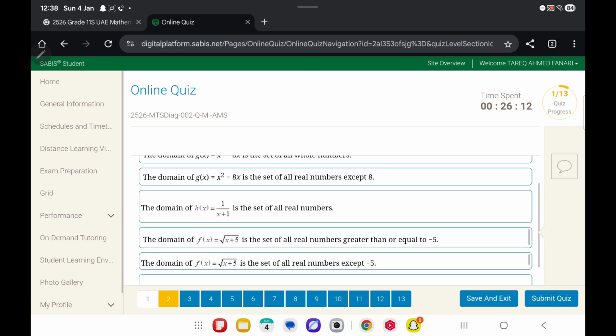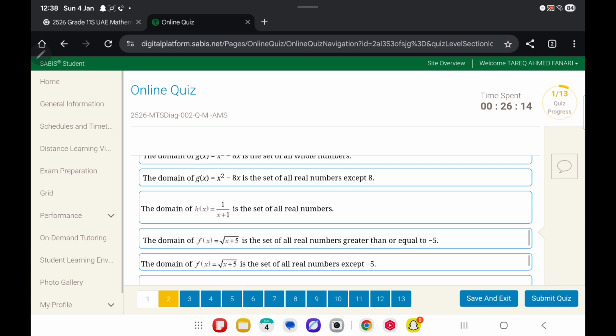Now, on to the second option. The domain of g of x equals x squared minus 8x is the set of all real numbers except 8. This is wrong as well. Why is it except 8? It is all real numbers. Try substituting 8: 8 squared minus 8 times 8 is 0. What's wrong with the number 0? 0 is a valid number. There's nothing wrong with this. So this option is wrong.